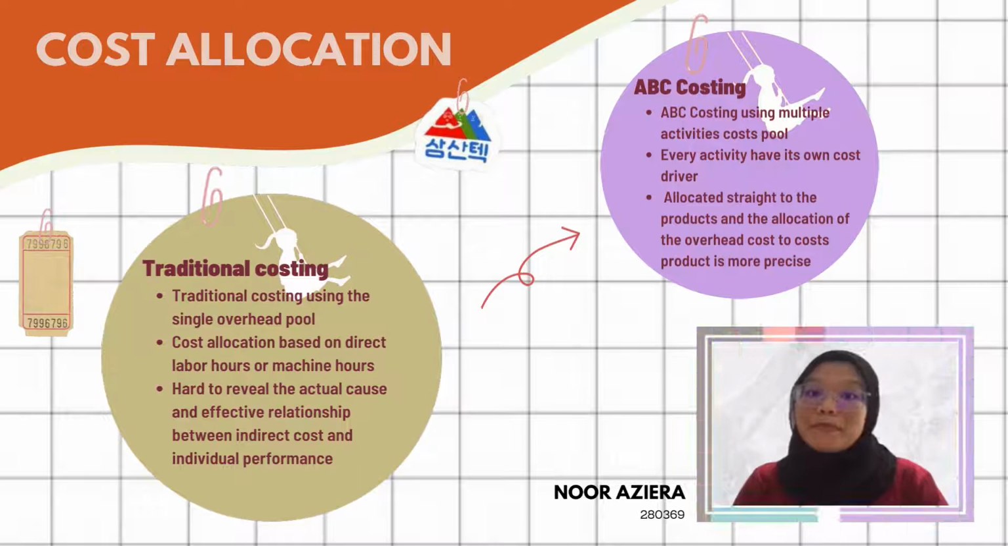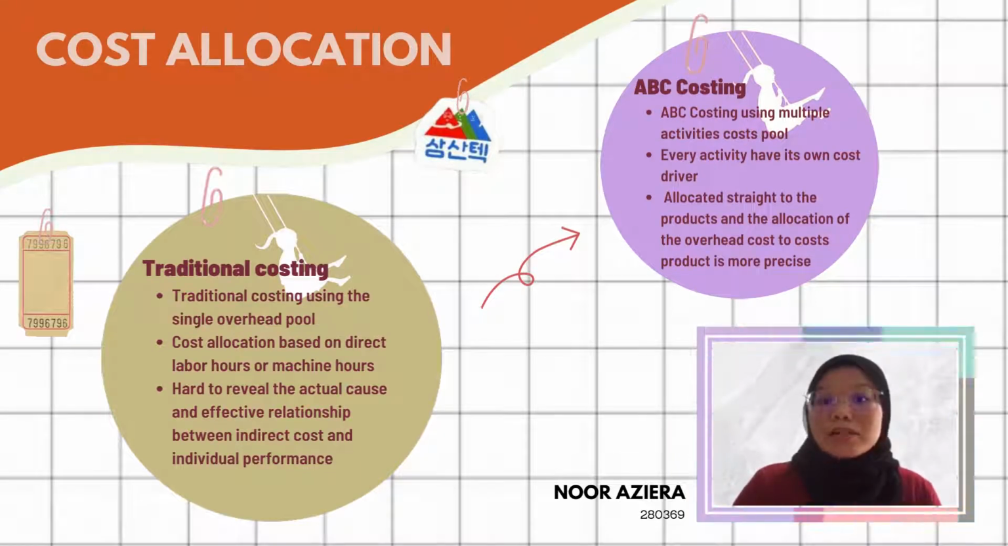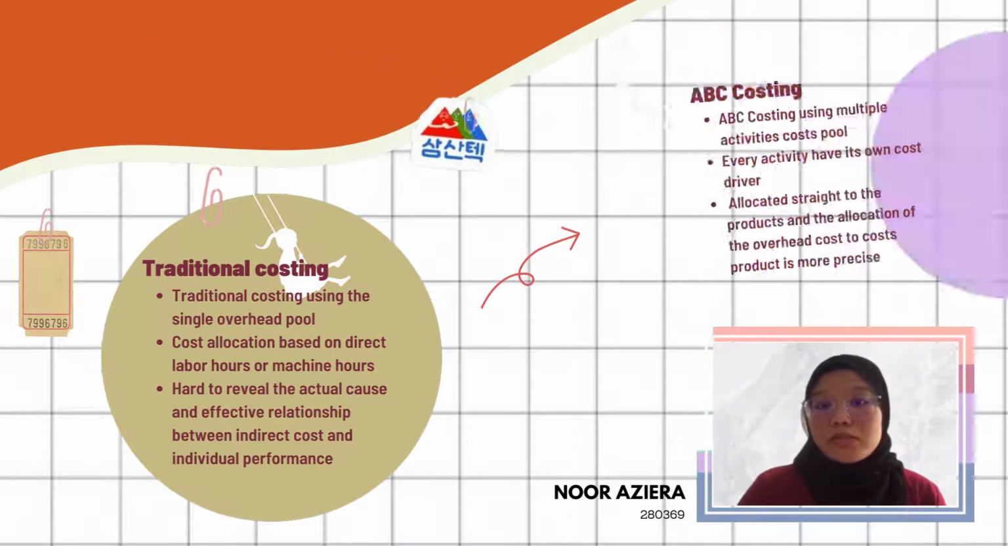Meanwhile, activity-based costing is using multiple activity cost pools, which every activity have their own cost driver. Overhead costs under this method can be allocated straight to the products, and the allocation of overhead costs and cost products is more precise. This enabled activity-based costing method to find better estimation costs compared to traditional costing.